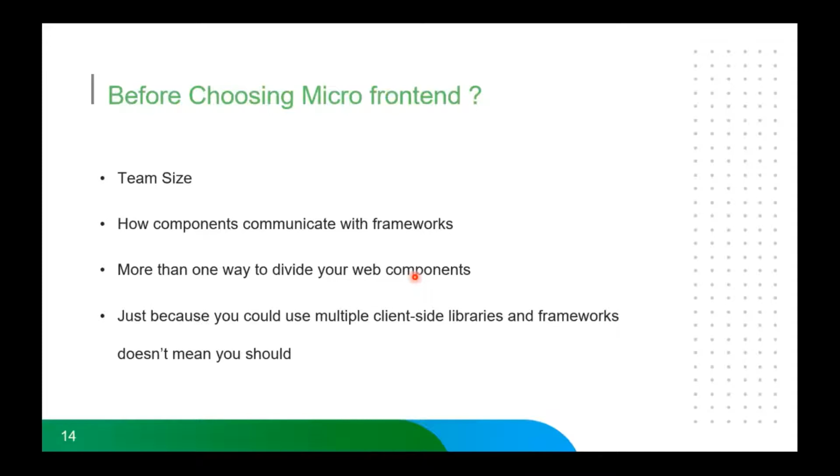Another way is to decide based on the feature, such as the product listing page, the checkout payment page, the recommendation page, or the user profile page. So we can have multiple ways to divide our existing application into micro front ends. We need to consider how we are going to divide the functions, meaning how we are going to assign the responsibility.